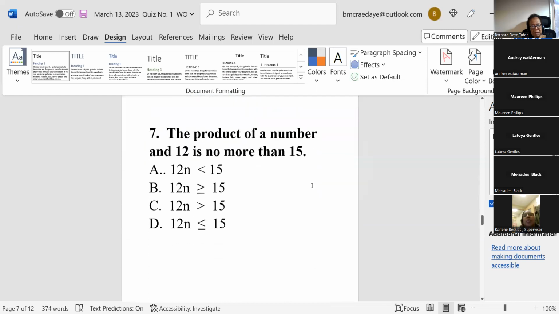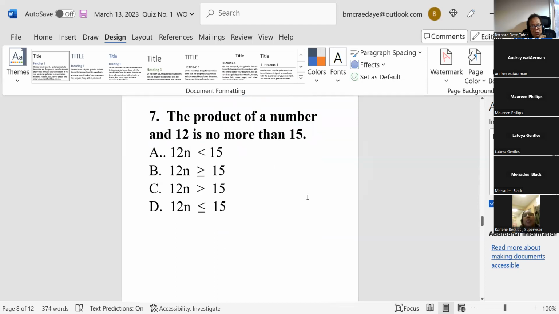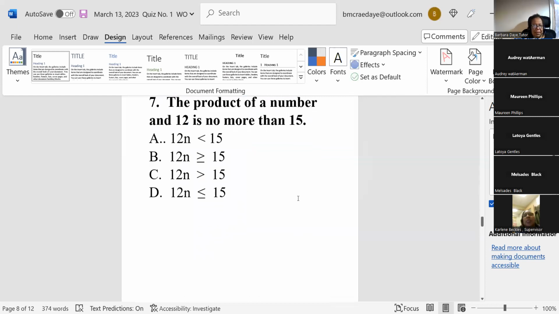Number 7. The product of a number and 12 is no more than 15. No more than is less than or equal. Which one of these is less than or equal? Audrey, which one? D. I don't know, I have to look for the signs. I have to know these signs. Less than would be B. No, that's a greater than. No more than means less than or equal.